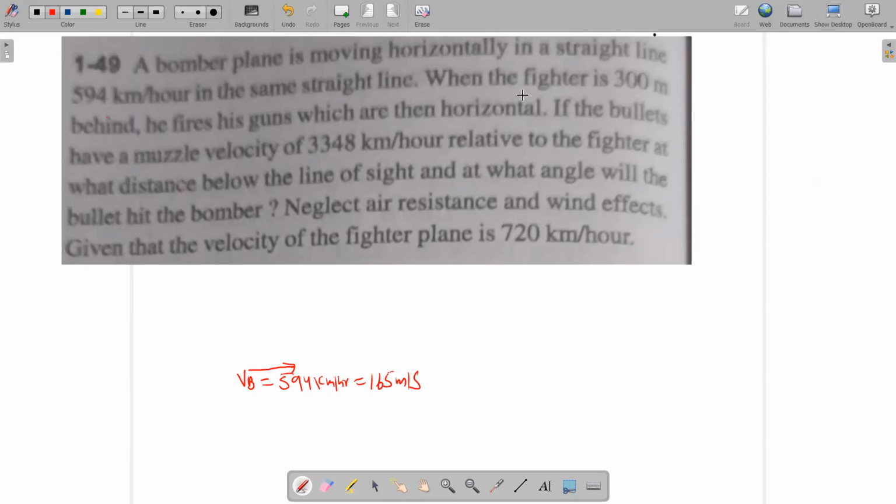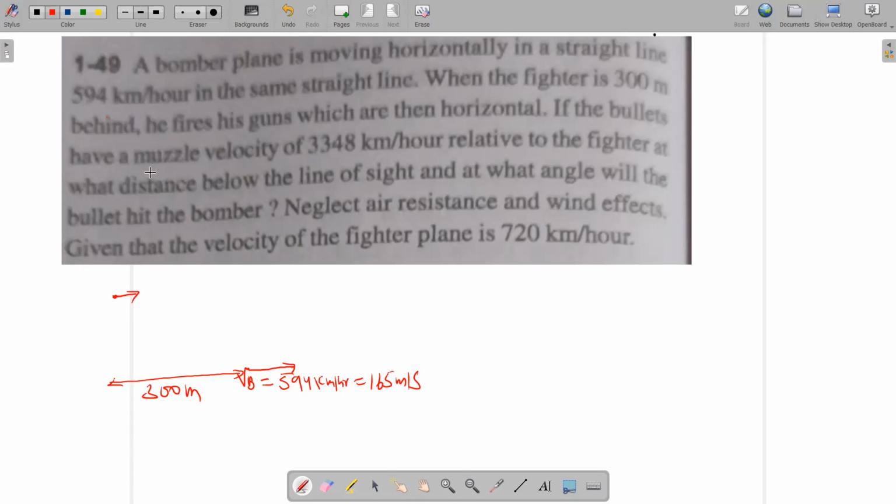Okay. Now it says that when the fighter is 300 meters behind, suppose here is the bomber and the fighter is somewhere here, because the fighter has to be on the top. Otherwise, how can the fighter hit, right? So the fighter is here somewhere. So this distance is 300 meters. It says that he fires the guns, which are horizontal. So horizontally it fires the gun.